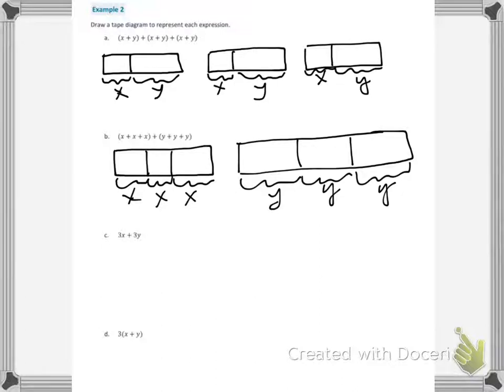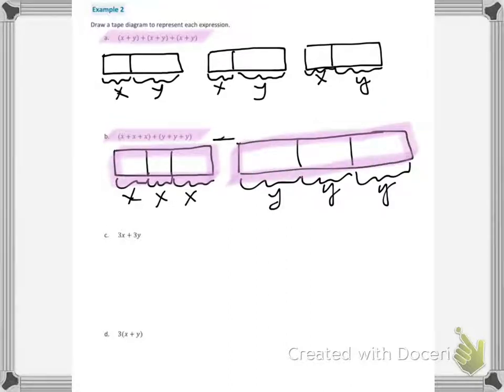So we have x plus y plus x plus y plus x plus y, and x plus x plus x plus y plus y plus y. And hopefully you're seeing something that is similar about all of these. Now the next one is C, and that has us doing 3x plus 3y. Now there are a few different ways. You might just take these two up here and just kind of slide them together. Okay, you could just do that.